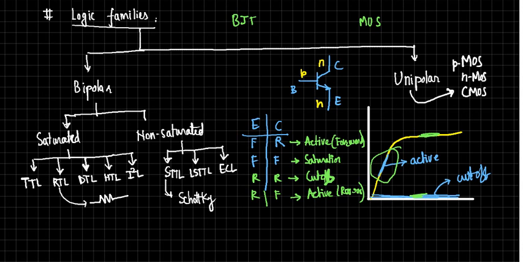We can implement the logic functions using only P type of MOSFET, we can use N type of MOSFET, or we can use both of them. When we use P and N both, that is called as a complementary MOSFET. We'll see how the name has arrived and how we are going to design them.